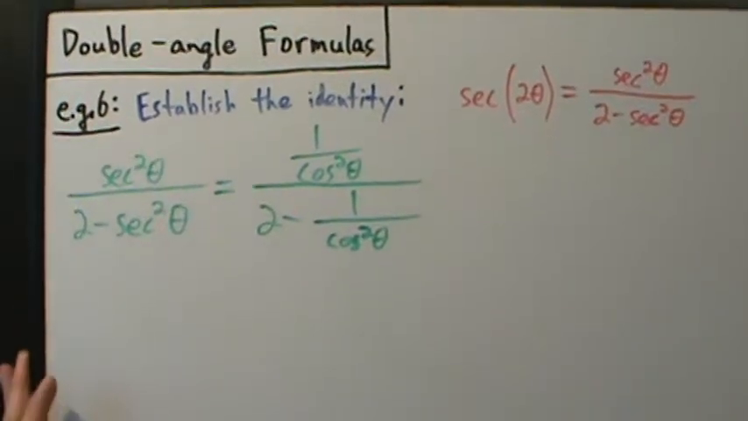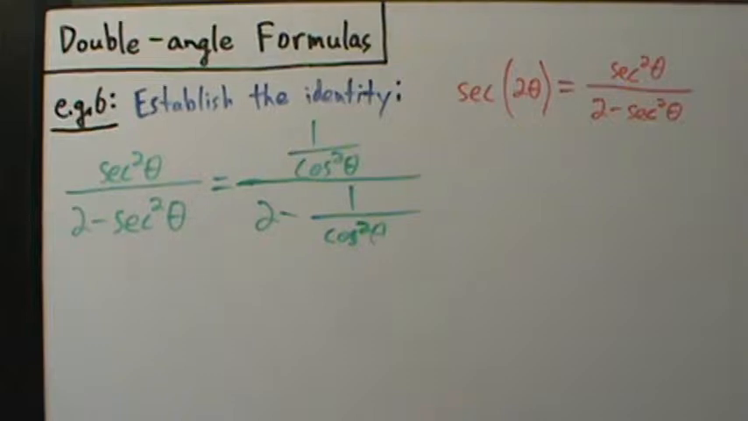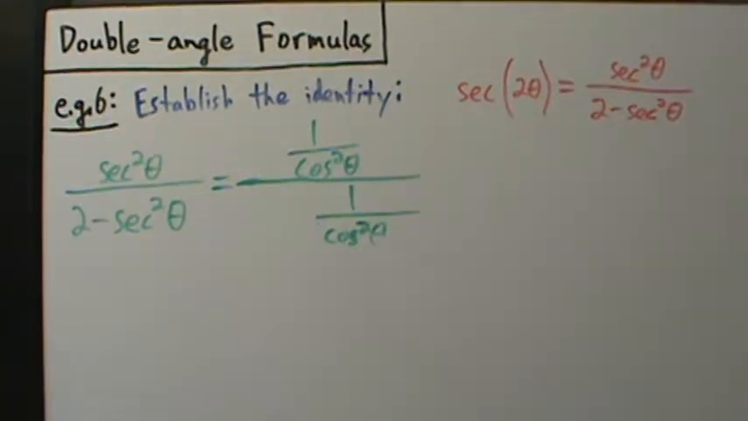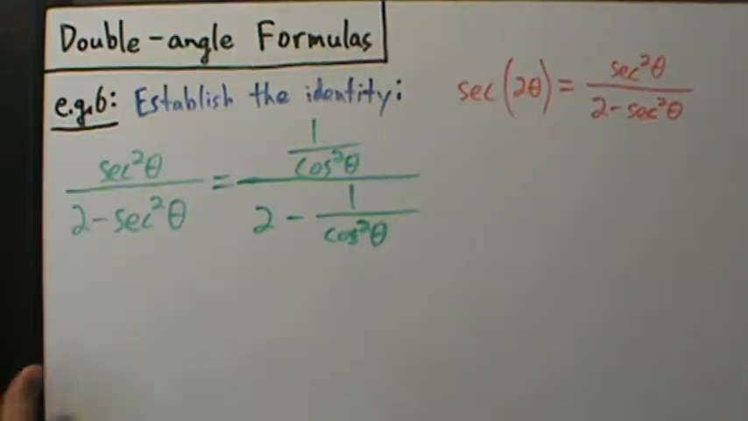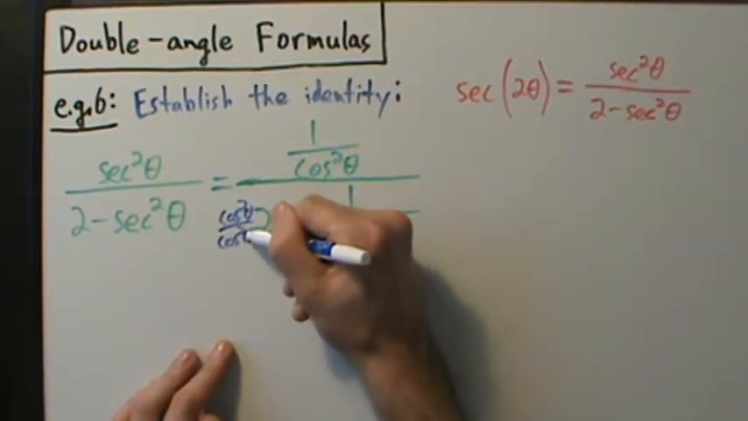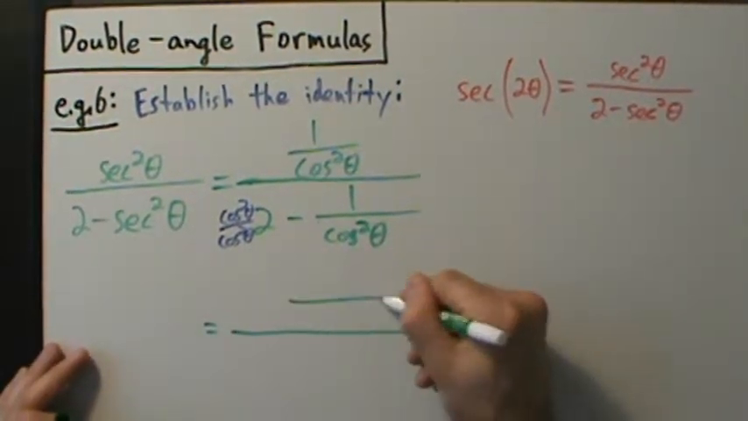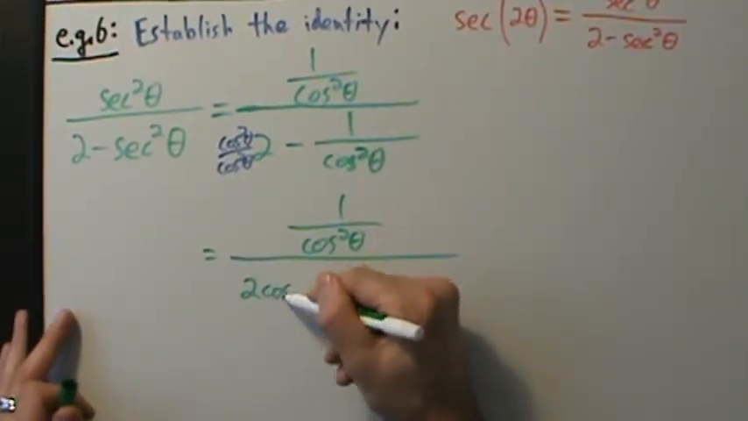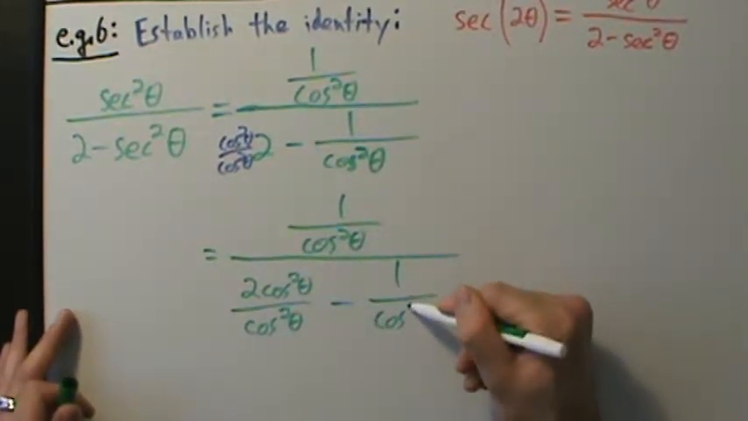Okay. Now let's try and get common denominators and simplify a little bit. On the top we just have 1 over cosine squared of theta, not much else happening up there. But on the bottom here we have 2 minus 1 over cosine squared of theta. So what we're going to do is take this 2 and multiply it by cosine squared over cosine squared of theta, so that we have a common denominator. When we do that, the top stays the same, 1 over cosine squared of theta, and on the bottom we have 2 cosine squared of theta over cosine squared of theta minus 1 over cosine squared of theta.